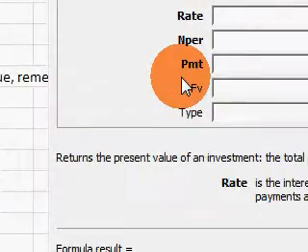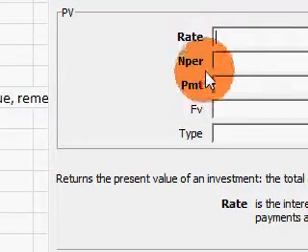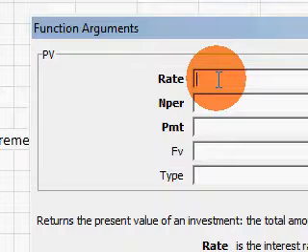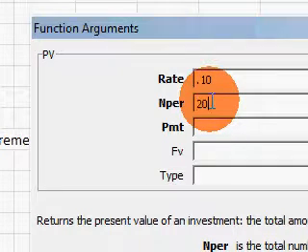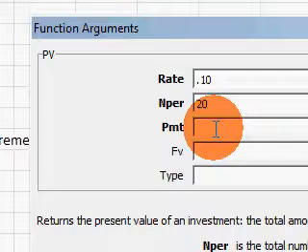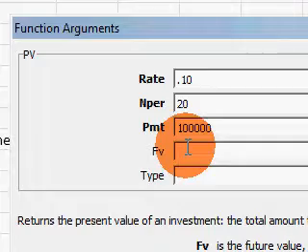And in the example, we're going to look at the one on page 137. This is a present value of an annuity due. So we're told that the rate in this case is 10%, put in 0.10. There's 20 years, and then the payment, we would receive a positive $100,000, and the future value amount is going to be 0.